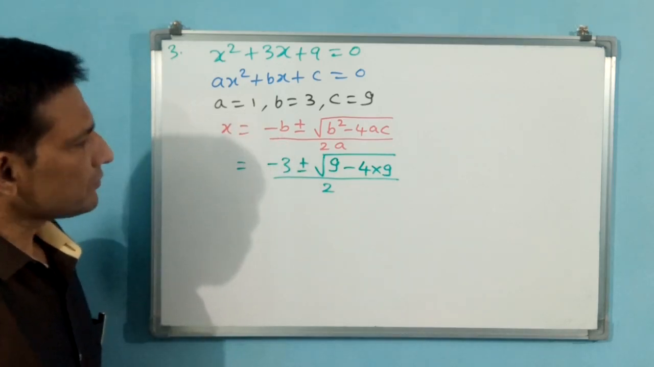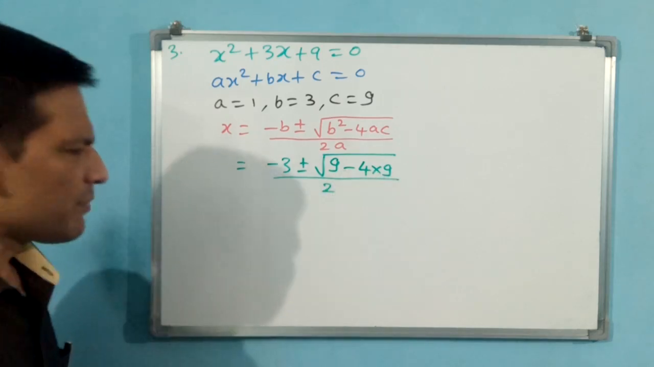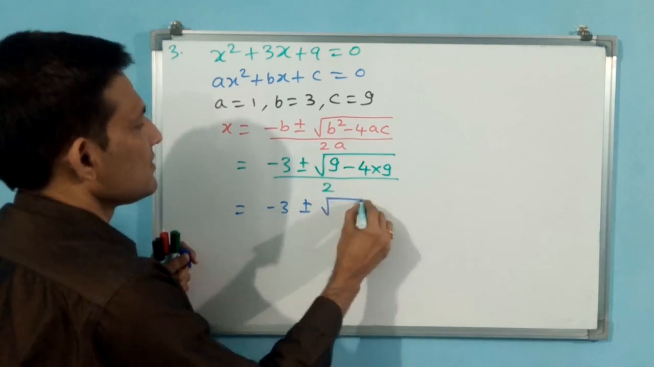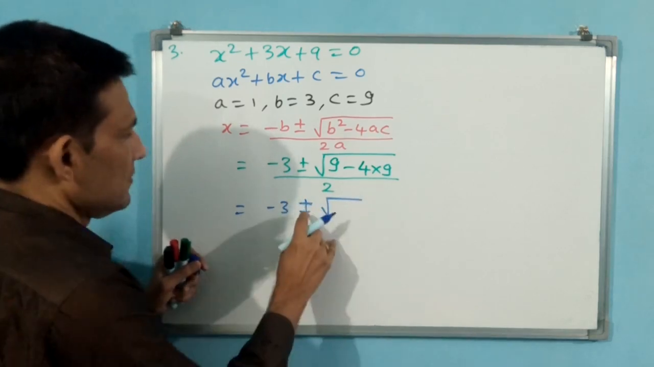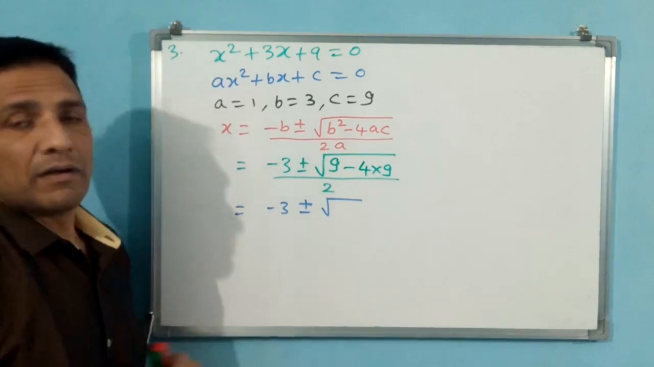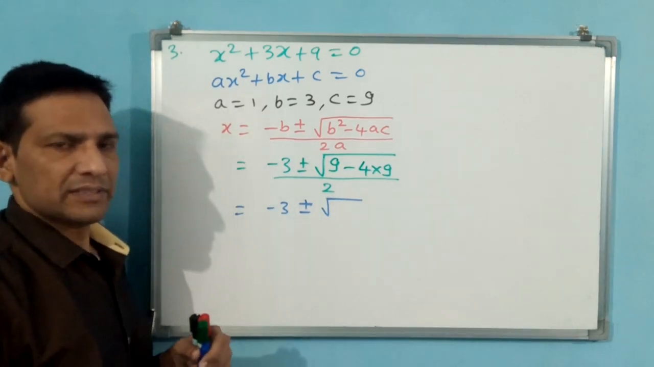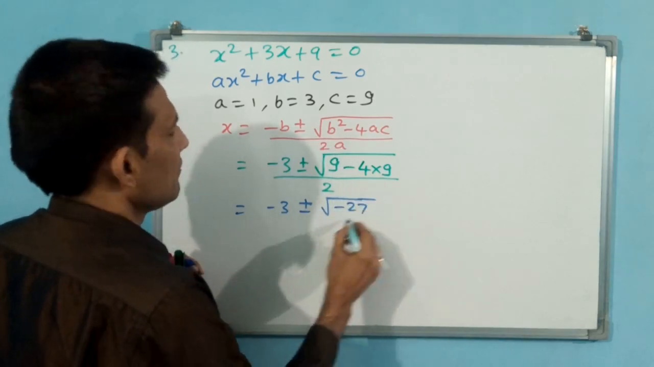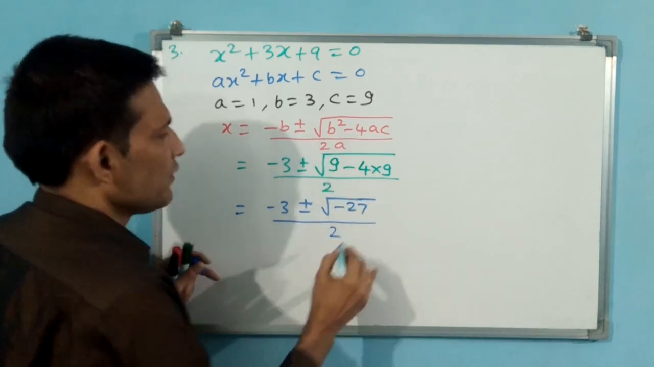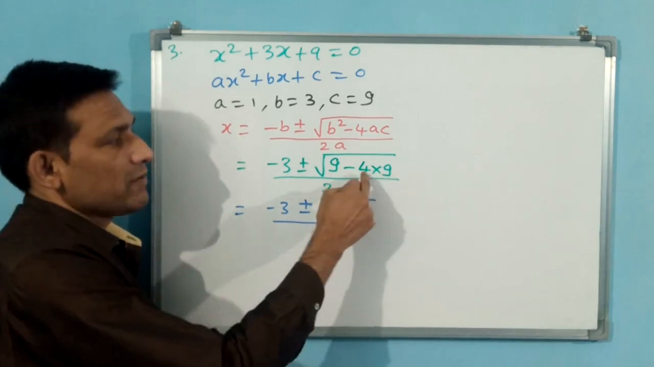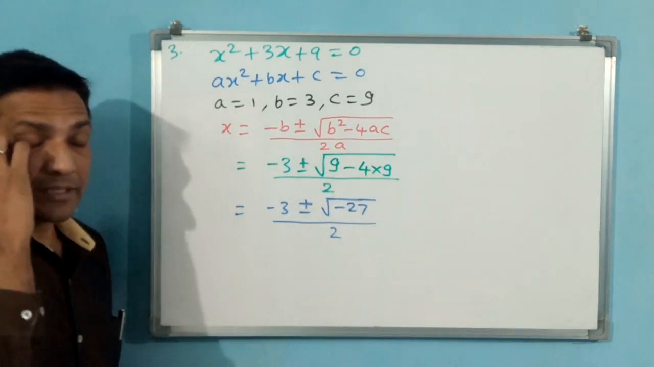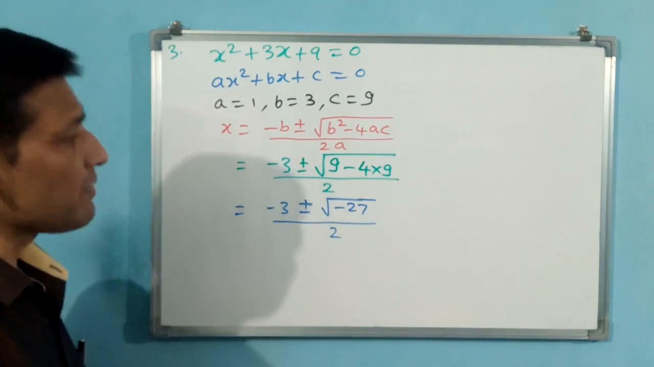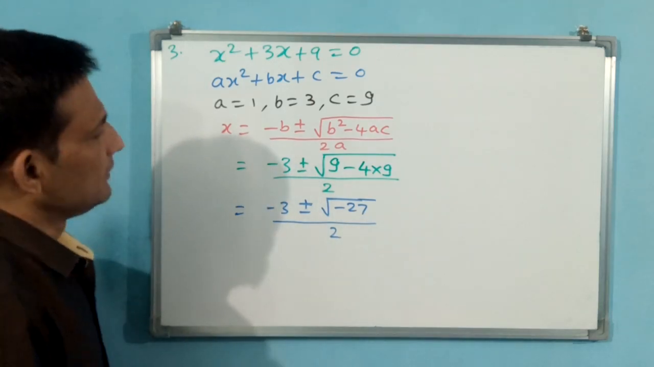Okay. Now this is 36. 9 minus 36. Shall I write directly? 9 minus 36 is 27, shall I write 27 directly? Minus 27. Okay, by 2. 9 fours are 36. 36 minus 9 is 27. 9 minus 36 is minus 27. Okay.